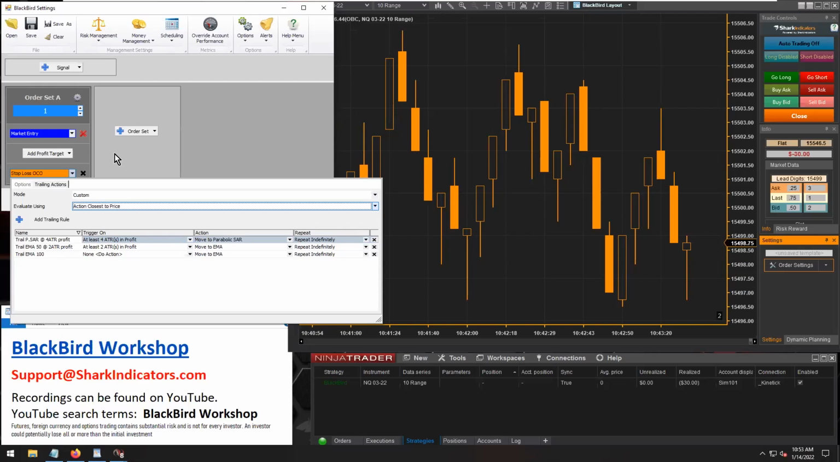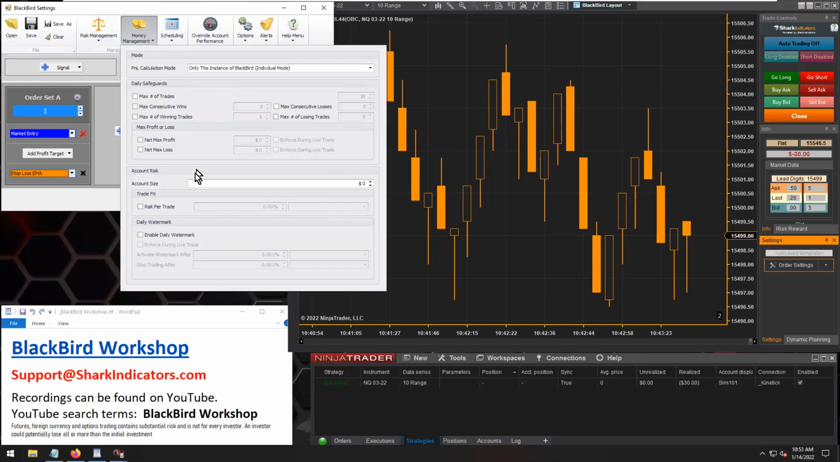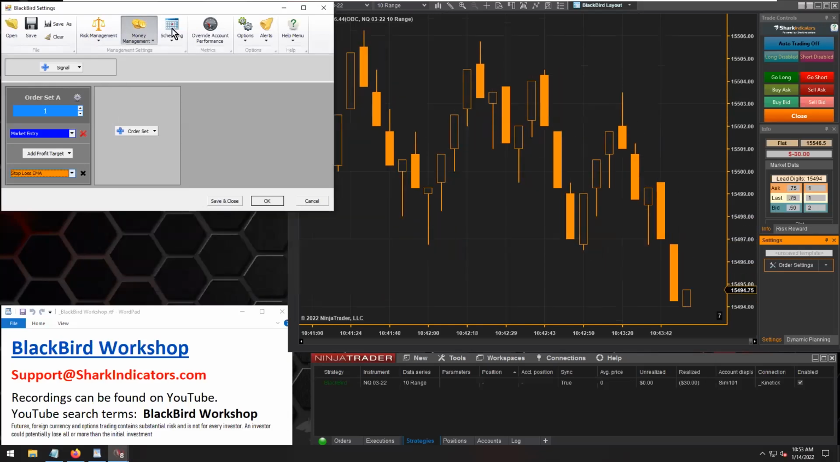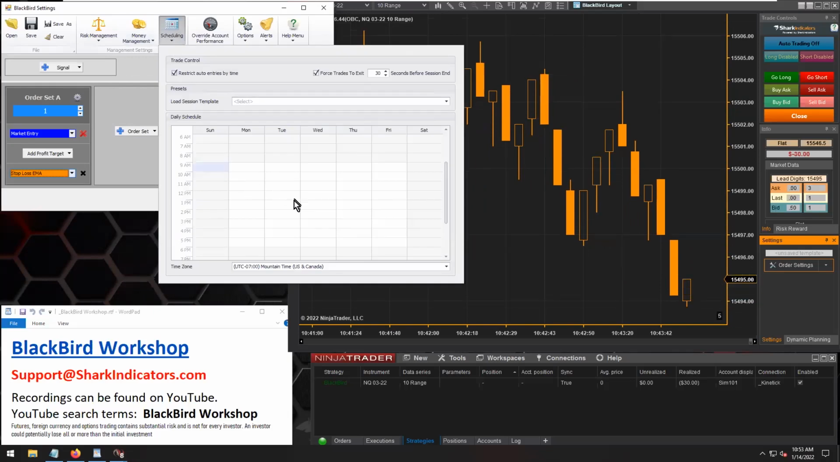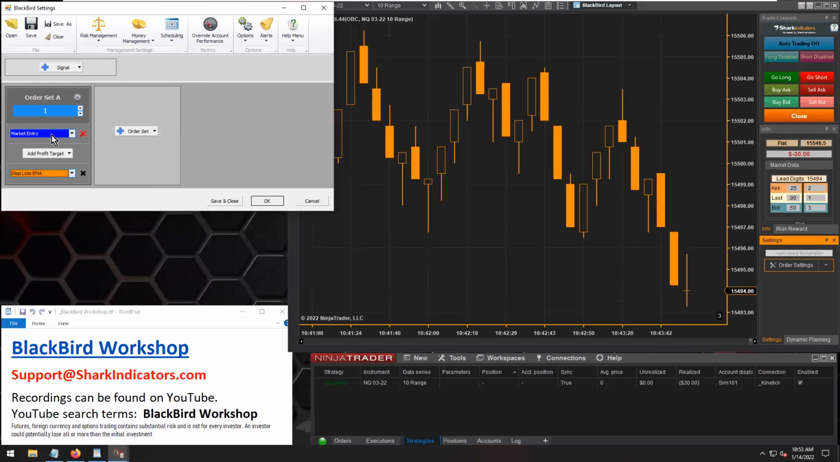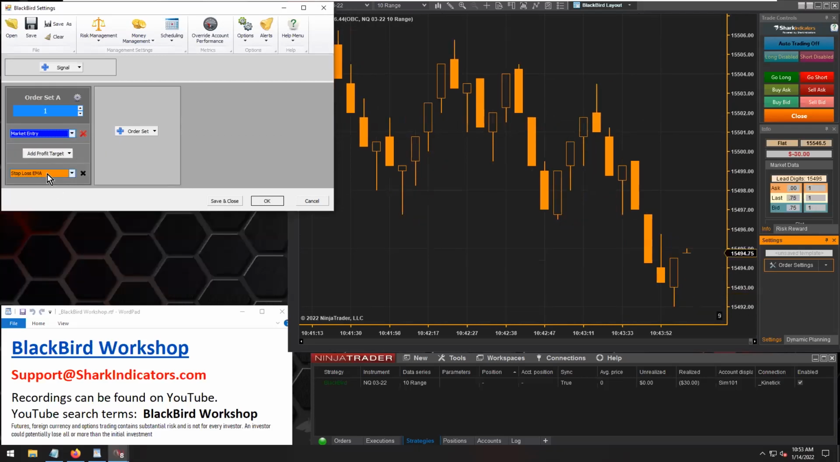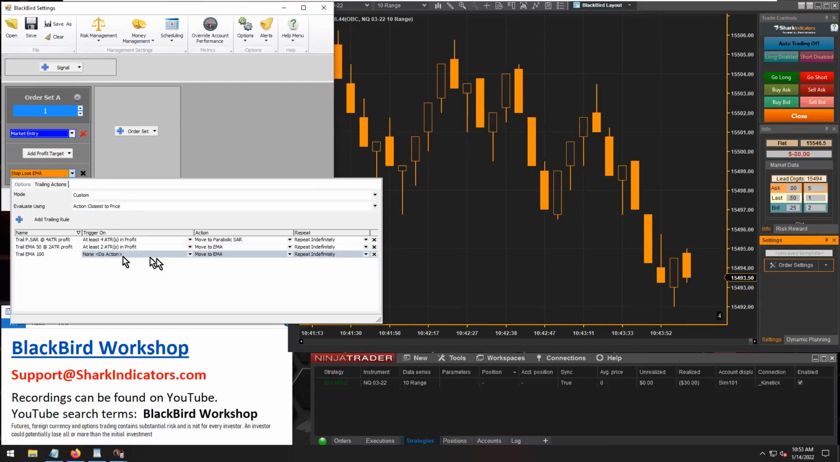Everything else is pretty straightforward. Risk management, pretty straightforward, easy to understand. Money management, again, pretty straightforward stuff, simple to understand. Scheduling, when BlackBird's allowed to trade and not trade, pretty straightforward. So the trailing actions is the most complex part of BlackBird. Let me pull up that documentation for you.